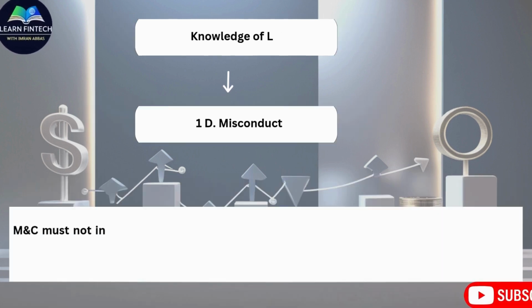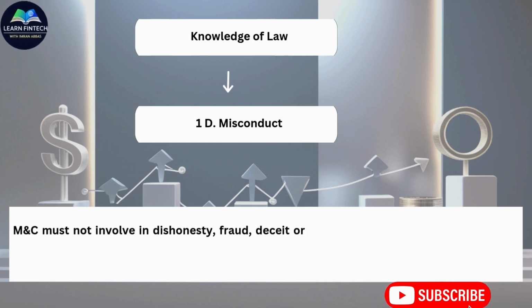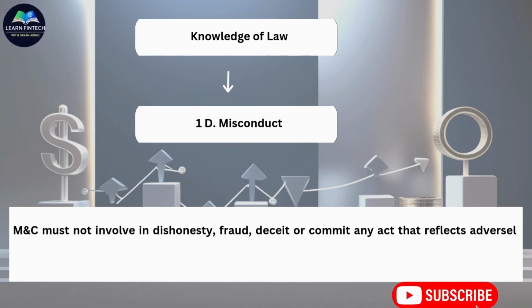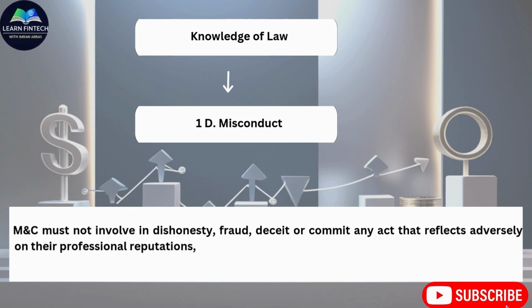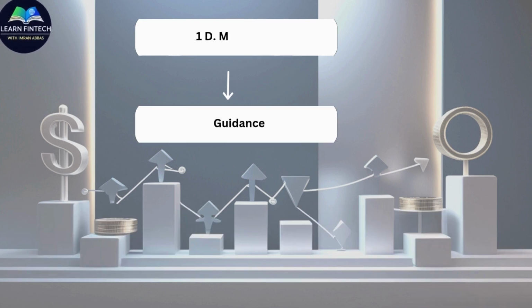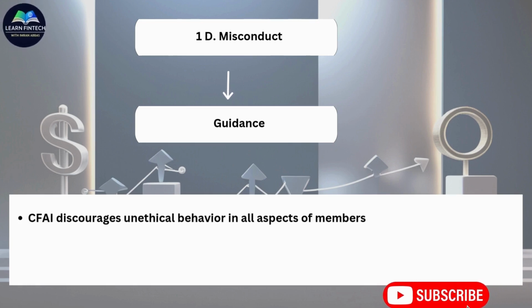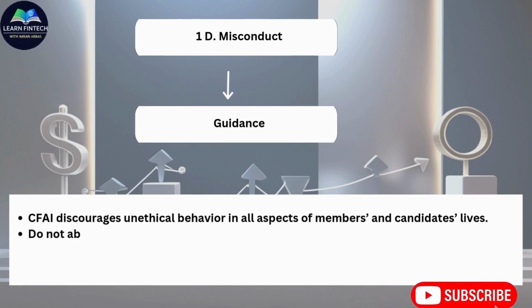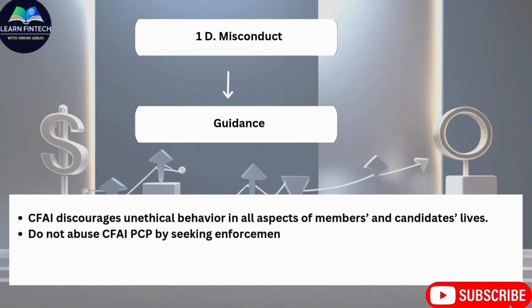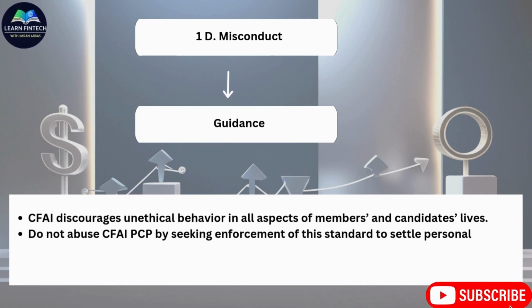Misconduct. Members and candidates must not be involved in dishonesty, fraud, deceit, or commit any act that reflects adversely on their professional reputation, integrity, or competence. Guidance: CFAI discourages unethical behavior in all aspects of members' and candidates' lives. Do not abuse the CFAI PCP by seeking enforcement of this standard to settle personal, political, or other disputes not related to professional ethics.